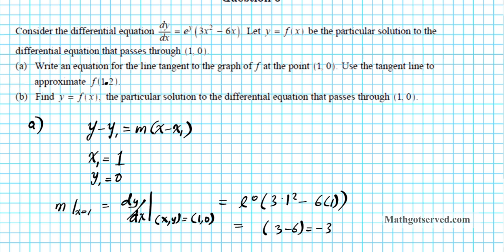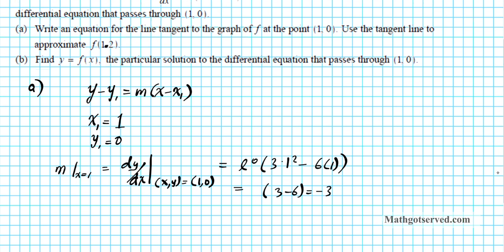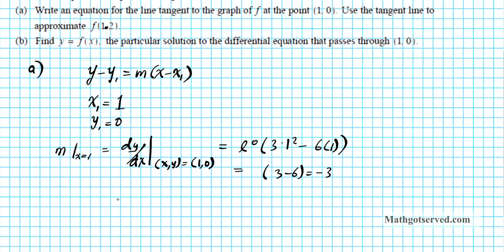Now we have the slope, so let's write down the equation of our line. So we're going to have y minus y1, where y1 is 0, equals the slope, negative 3, times x minus x1, which is 1. Get y by itself, that implies that y is equal to negative 3 times x minus 1, and that's the equation of your line.